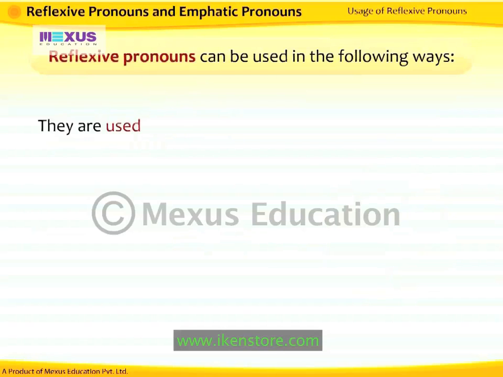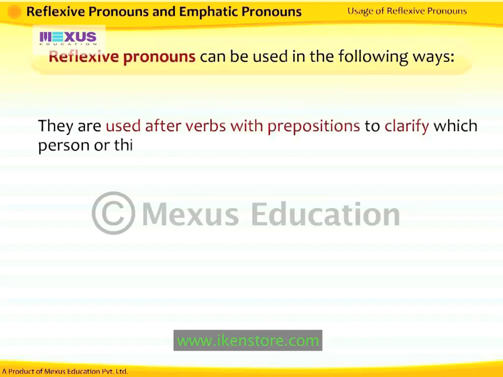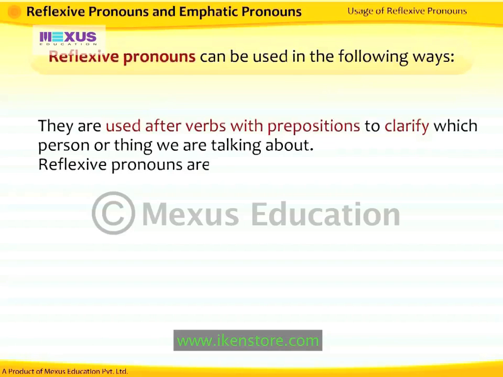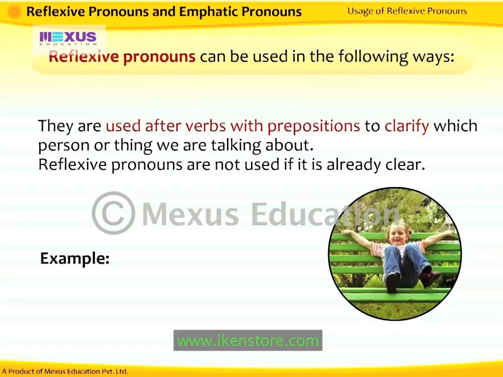They are used after verbs with prepositions to clarify which person or thing we are talking about. Reflexive pronouns are not used if this is already clear. For example, she was sitting by herself. The reflexive pronoun herself is used after sitting by. This is to clarify that the girl was sitting alone and not with anybody else.